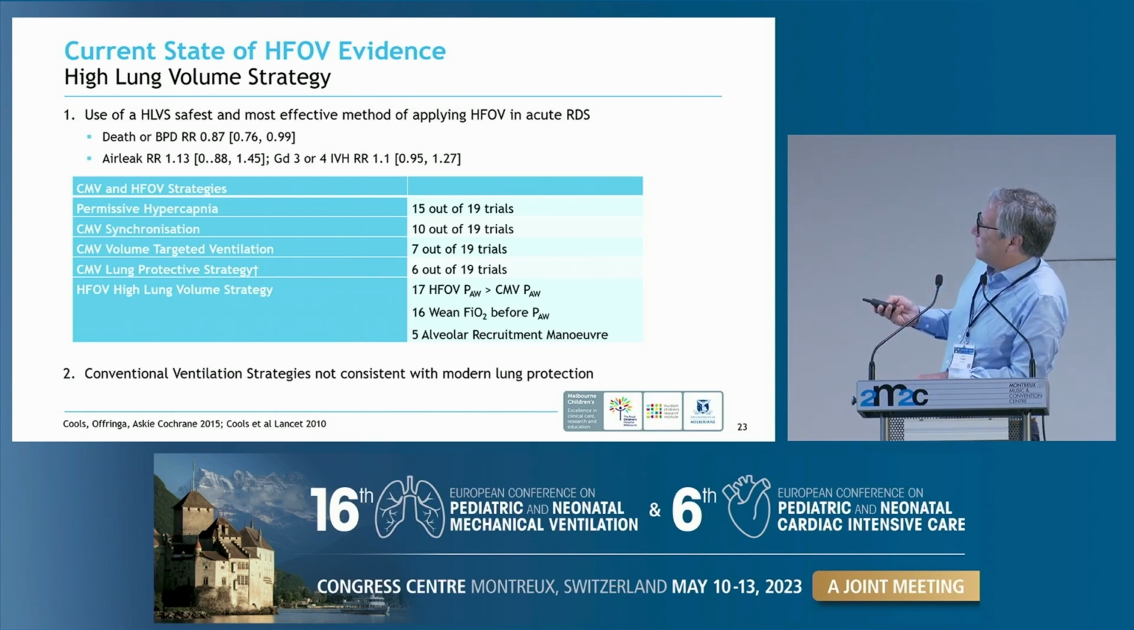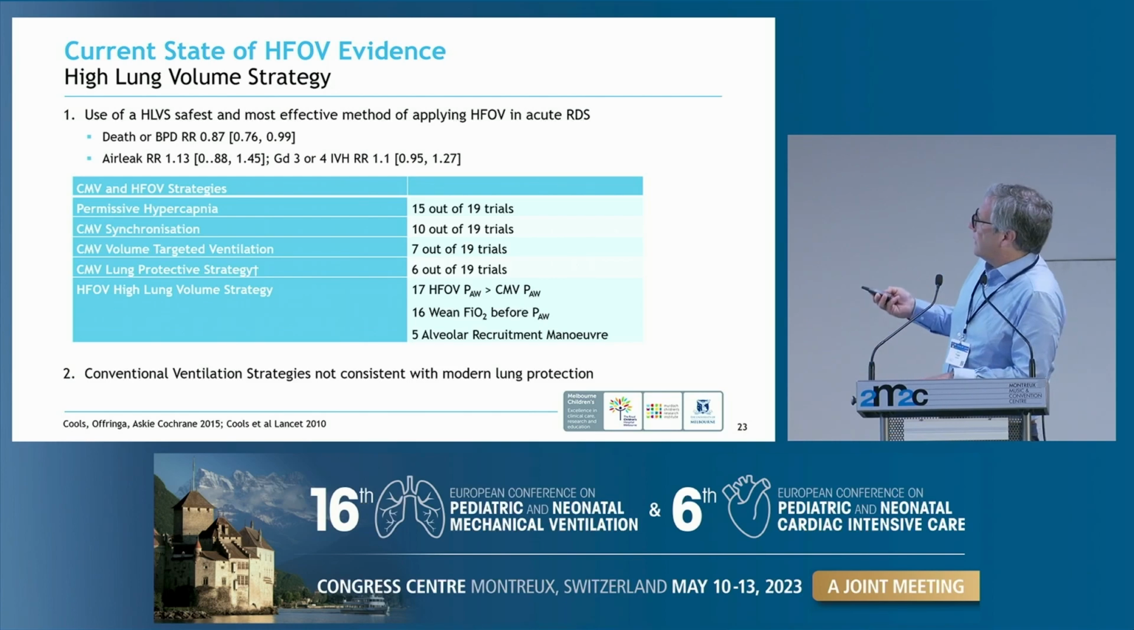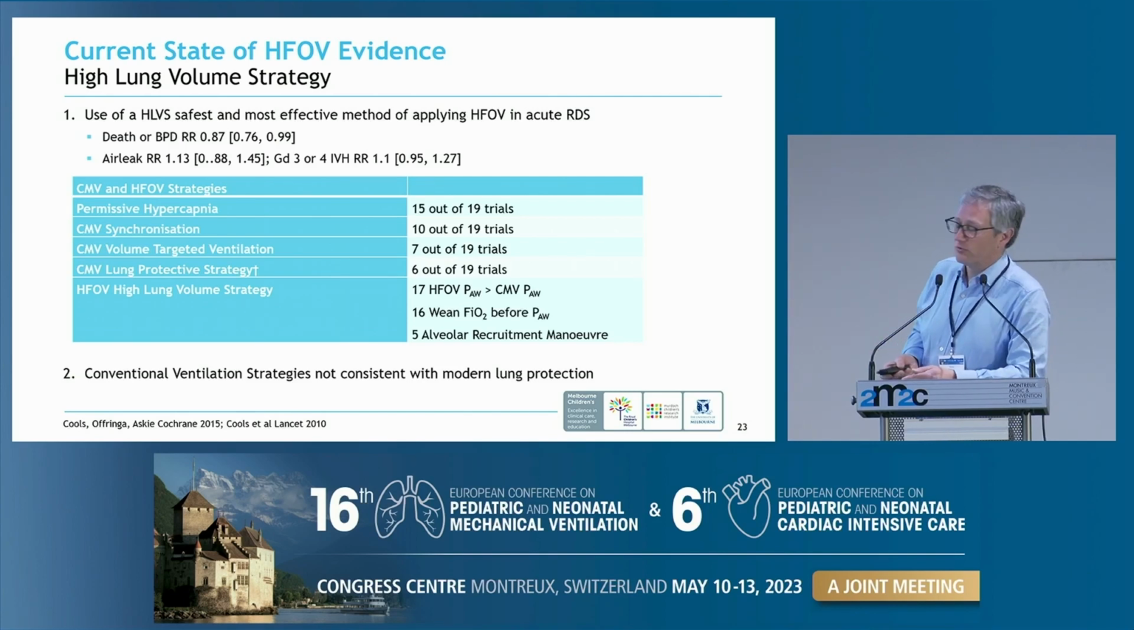And you can see that when you break down the sort of things we do in the NICU now, permissive hypercapnia, synchronisation, volume targeted ventilation, and then we made a composite of a modern lung protective strategy, only 6 out of the 19 large trials that were involved in the meta-analysis met that definition, and it was mainly because they used permissive hypercapnia. So most of these trials didn't have lung protective conventional strategies.